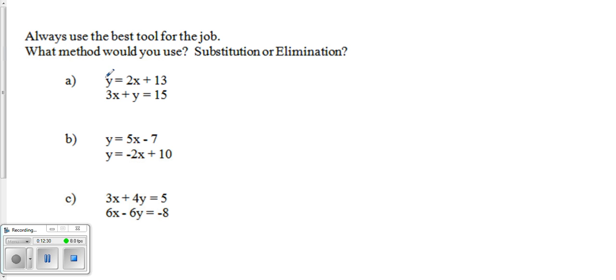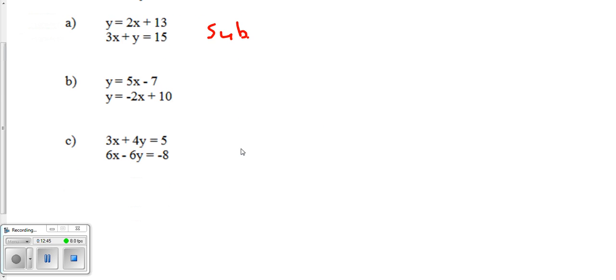So whenever you have a variable already alone, go ahead and use substitution. It's going to be nice and easy for you. With it already alone, there's not much work for you to do. You just have to replace this in for this one. So substitution is going to be the best one in this case.